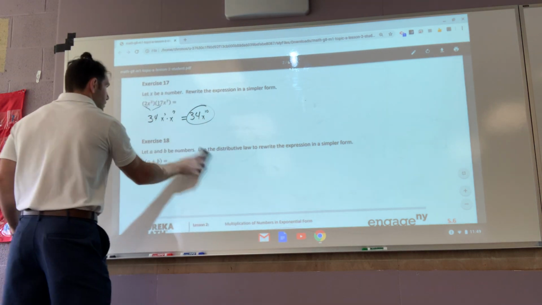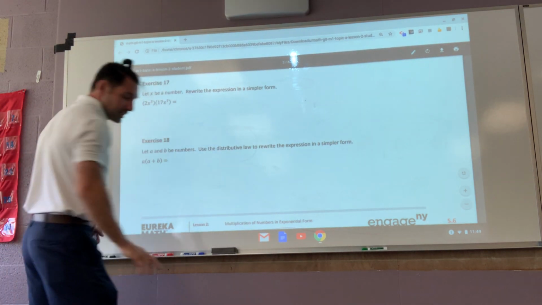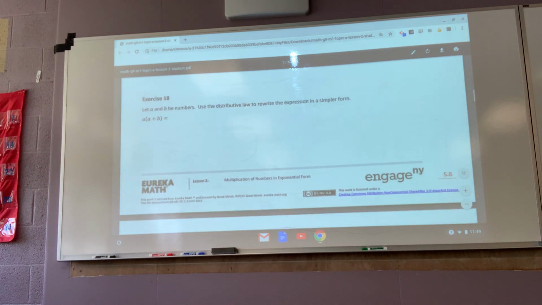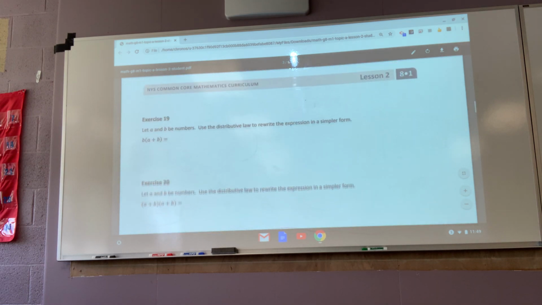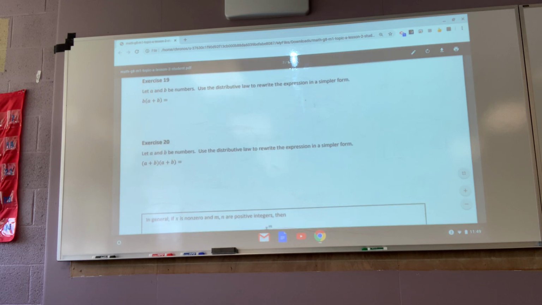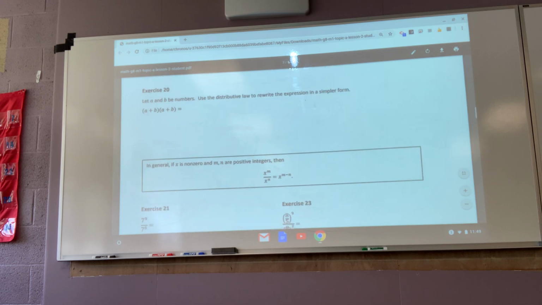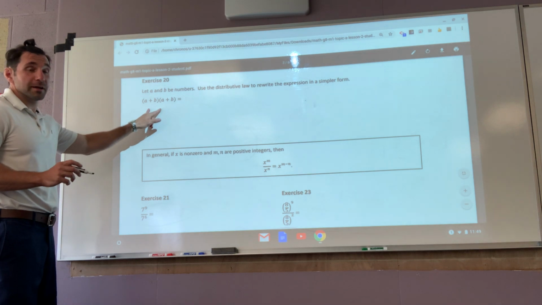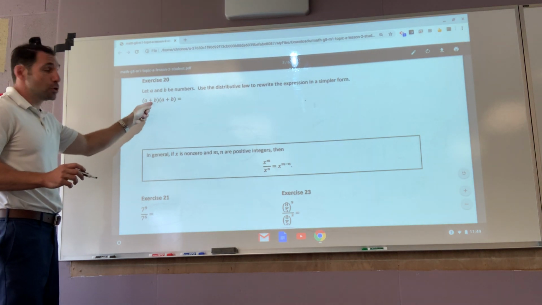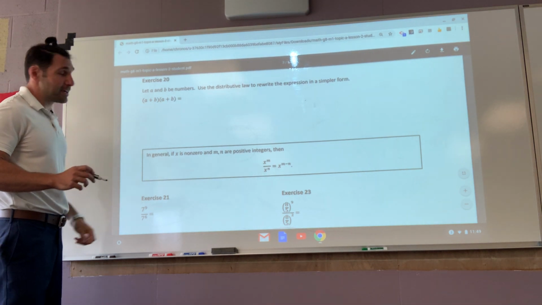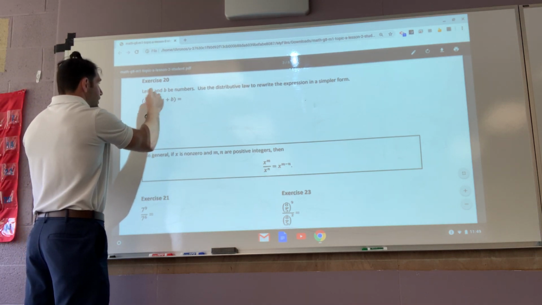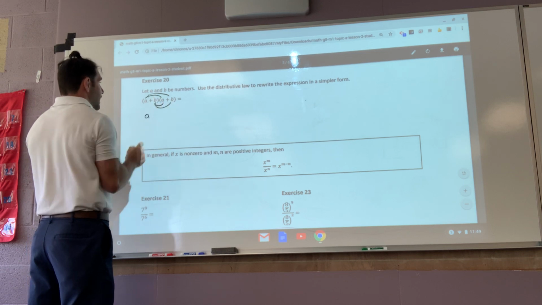Okay, last one with these. Exercise 20, I believe. Okay, so use the distributive law. Well, this is a binomial, two terms, bi meaning two, times a binomial. I will always split this. So now I have a times everything, I have b times everything.